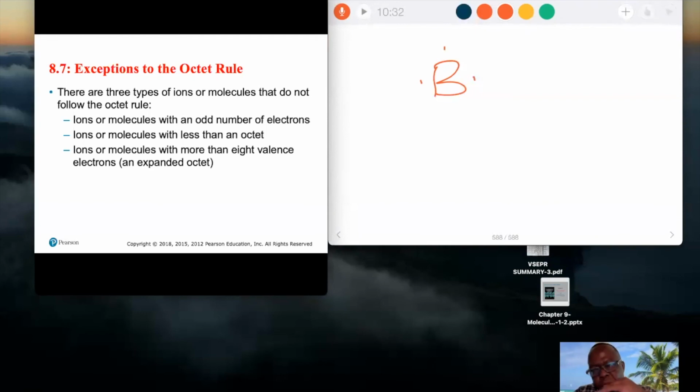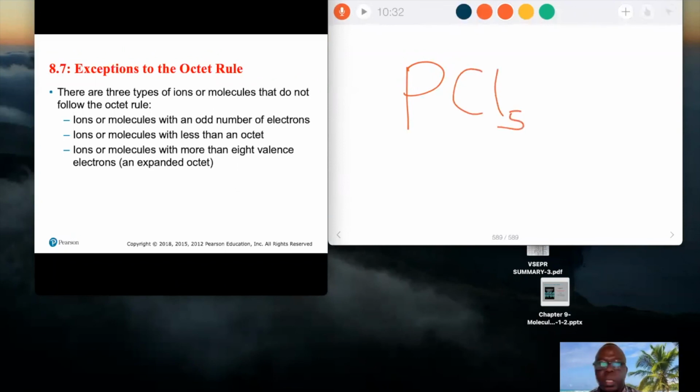And then elements in row 3 and below can have an expanded octet, molecules with more than 8 valence electrons. Elements on row 3 and below can have an expanded octet because of the 3d sublevels. Remember, these sublevels take a maximum of 10 electrons. For example, phosphorus pentachloride, such molecules do exist.